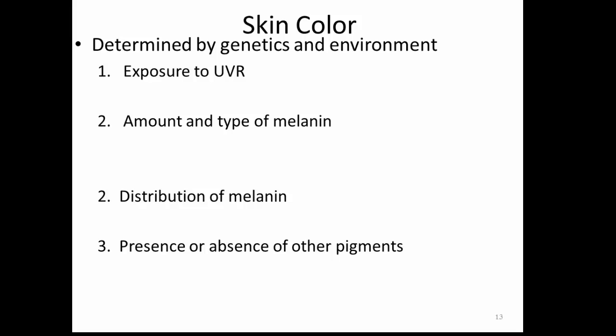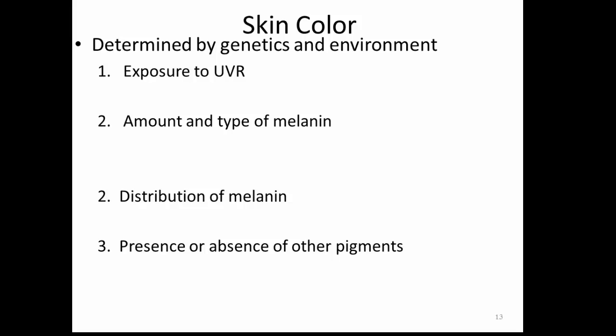And I just realized now that I have two number 2s on here, so forgive me. But the second number 2 says distribution of melanin. The distribution of melanin can contribute to skin color. For example, freckling. Right? In freckling, some individuals are producing melanin in patches, so lots of melanin here, not so much there, a little bit more melanin here, not so much there.